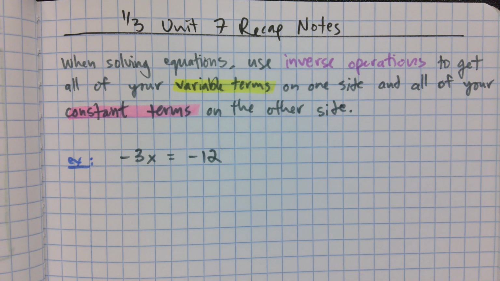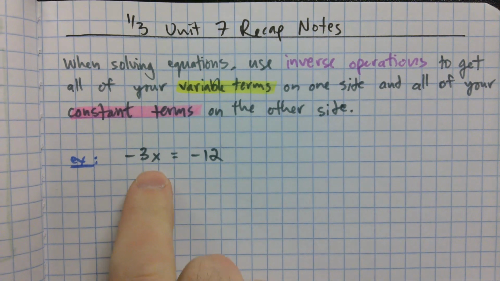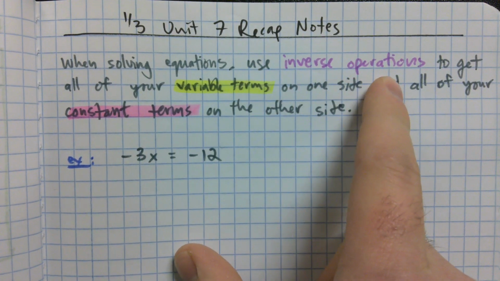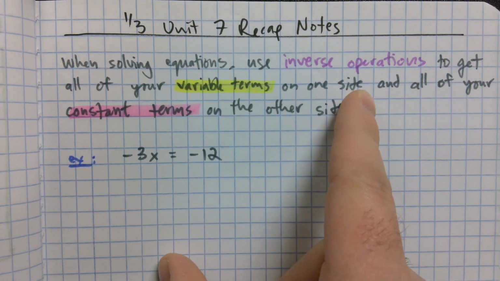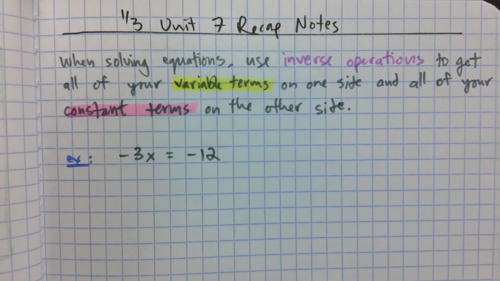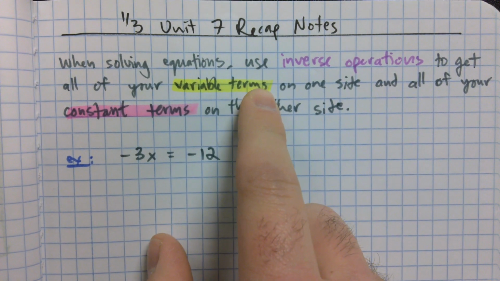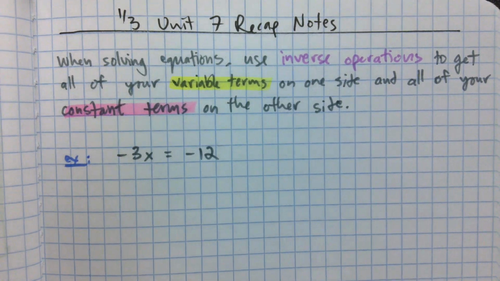So, we talked about at the end of November, when we're solving equations, doesn't matter if it's a 1-step, 2-step, 3-step, 4-step equation, our goal is to get the variable all by itself. To do that, we want to use inverse operations to get all of my variable terms on one side and all of my constant terms on the other side. I want all my variable terms typically to the left, even though it doesn't really matter, and my constant terms over on the right.